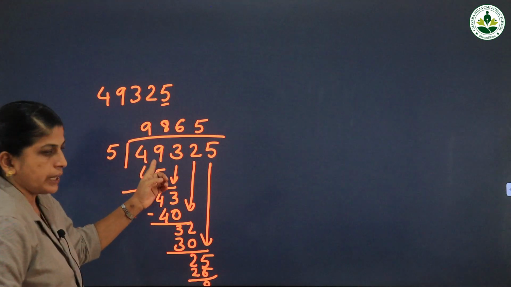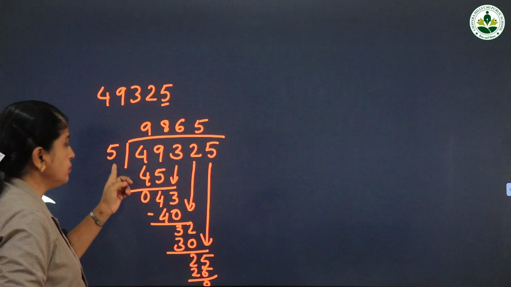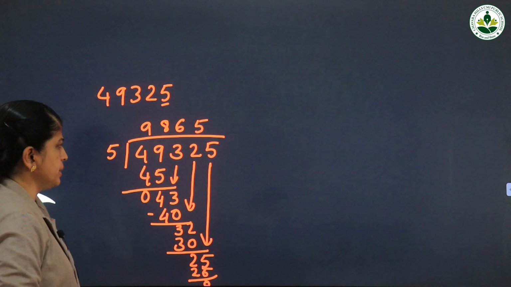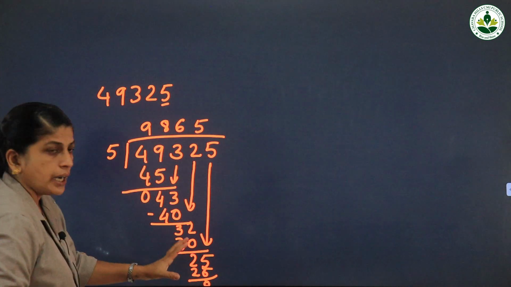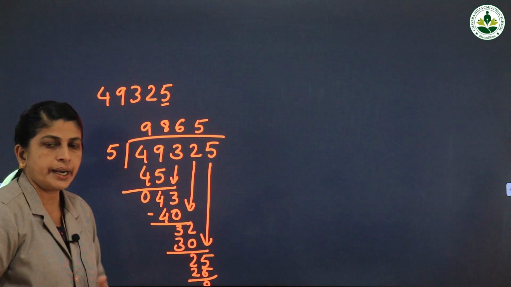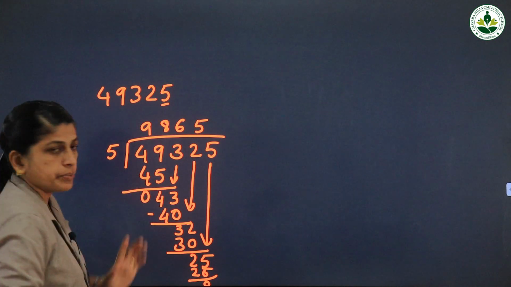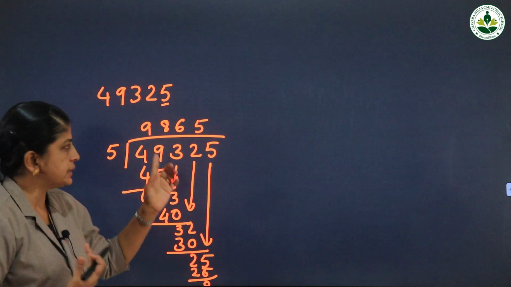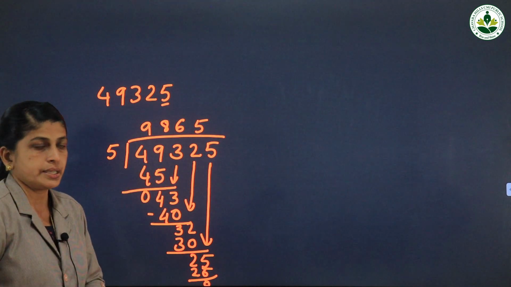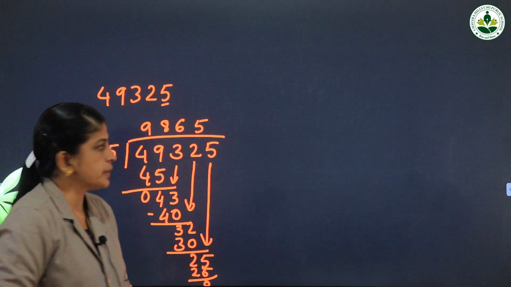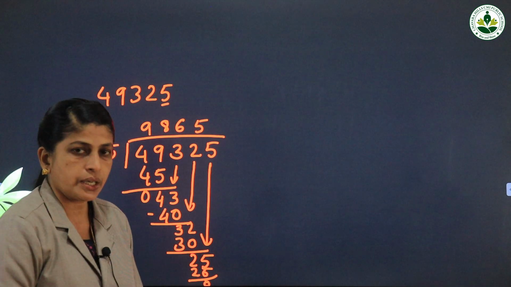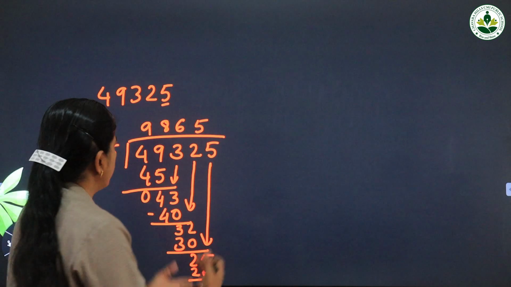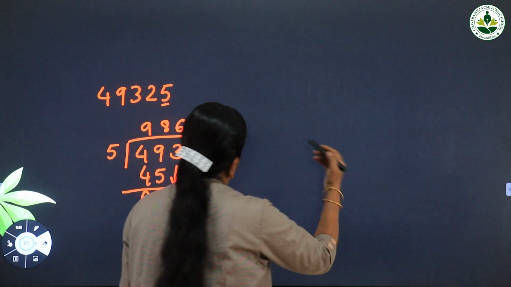That means 49,325 is divisible by 5. To check the divisibility, no need to do the long division because we have learned the divisibility rule. That means check whether the digit in the ones place is 0 or 5. If the digit in the ones place is 0 or 5, then that number is divisible by 5. We can check another number.